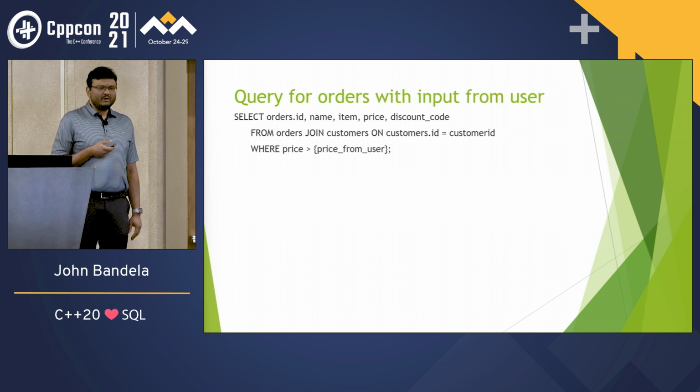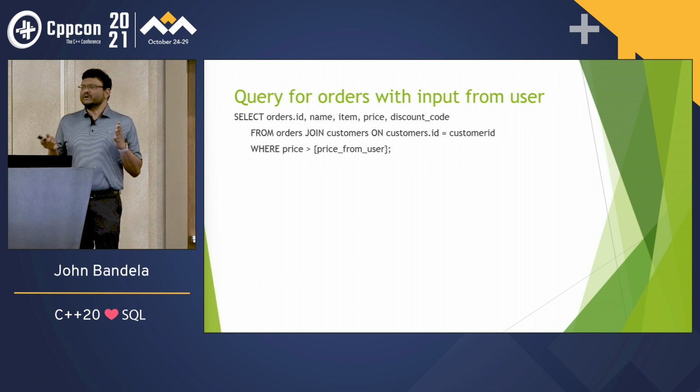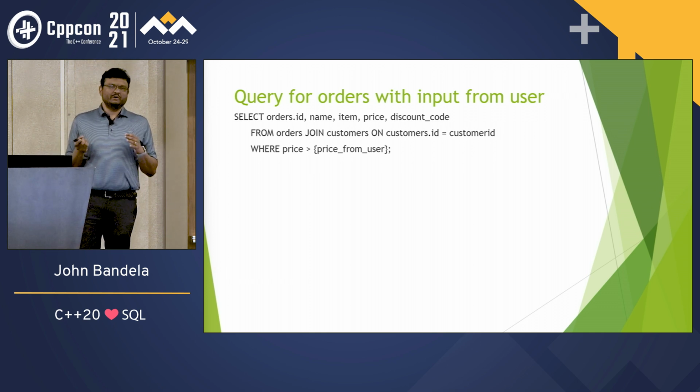Okay, but now I don't want to always pick 5 all the time. So instead, I'm going to take this SQL string, and C++ doesn't have interpolation, but pretend we did, and we interpolate in the price from the user. Does anybody see any problems with this?